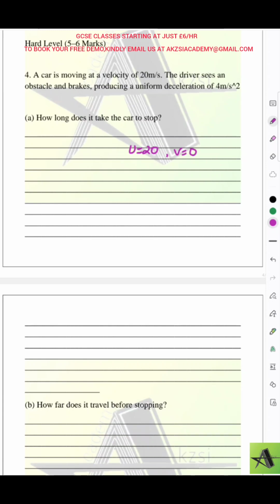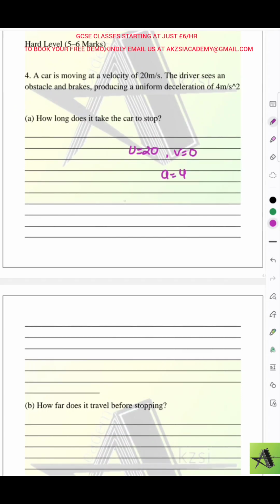Deceleration means that at every second it is reducing its velocity. And a constant deceleration means every second this car is decreasing its velocity by 4 meters per second. So that's the acceleration, and I would say a is equal to 4. How long does it take to stop the car?